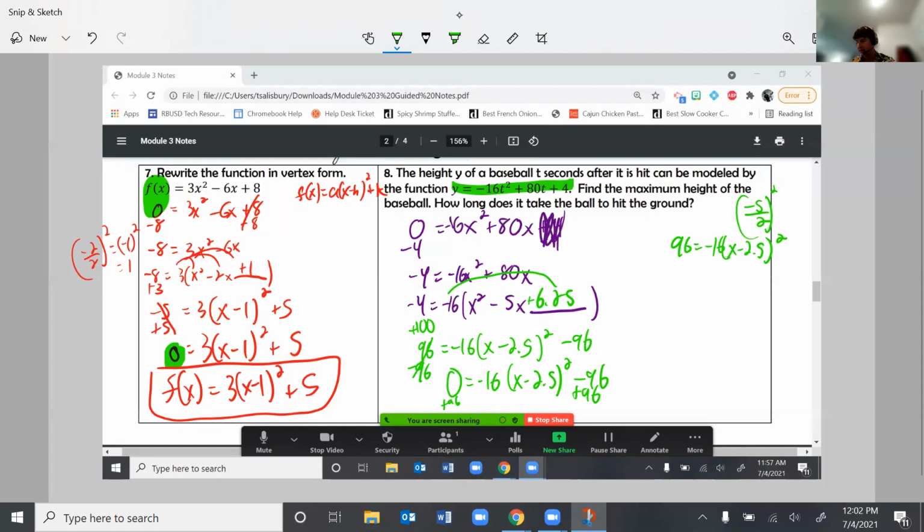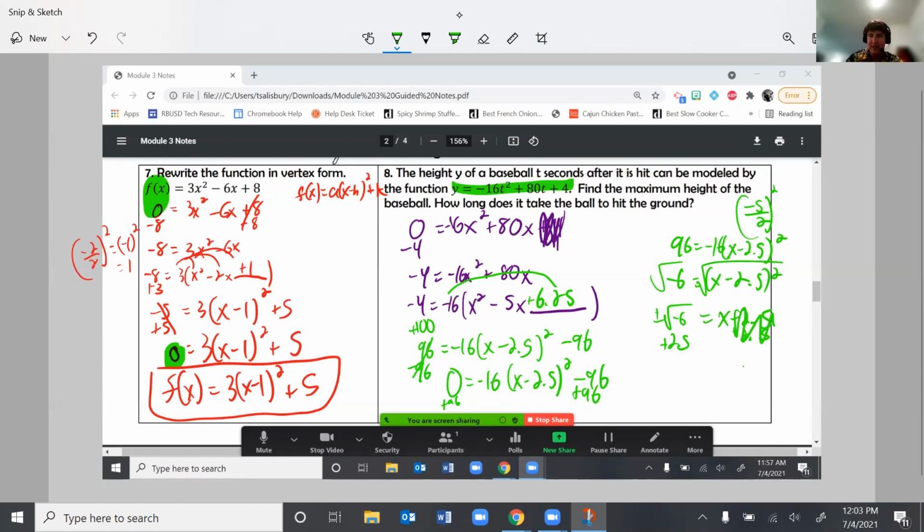Divide both sides by negative 16. It's going to be kind of funky. Negative 6 is equal to x minus 2.5 squared. Square root. Plus or minus the square root of negative 6 is equal to x minus 2.5. Add 2.5 to both sides.